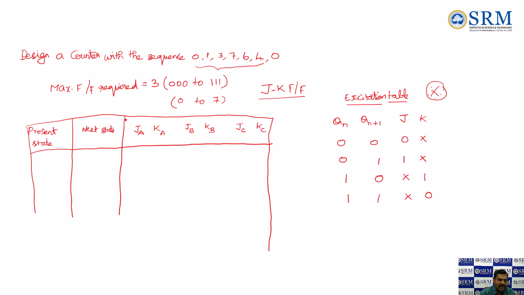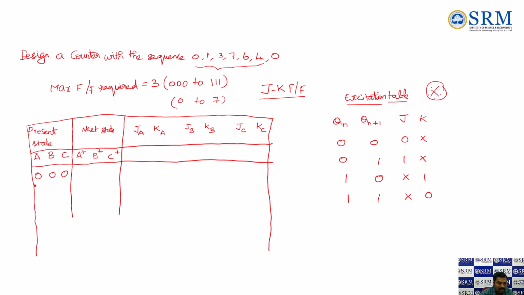Right. So I'm considering 3 flip-flops will be A, B as well as C. So usually we are representing next state as A plus, B plus, and then C plus. Okay, so this was our JAKA, JBKB, JCKC. As for the given sequence, the first sequence is 0, 0, 0.